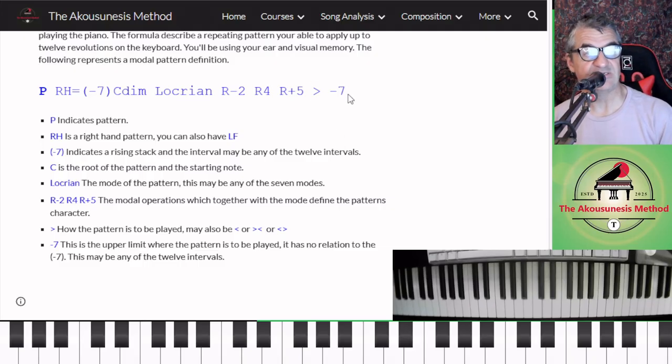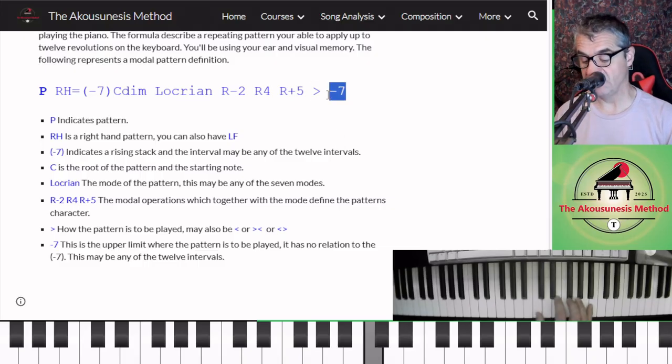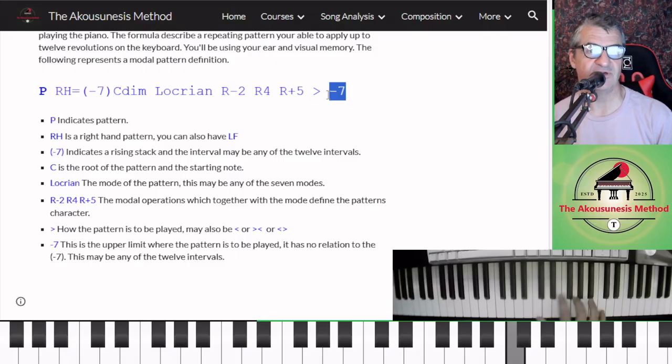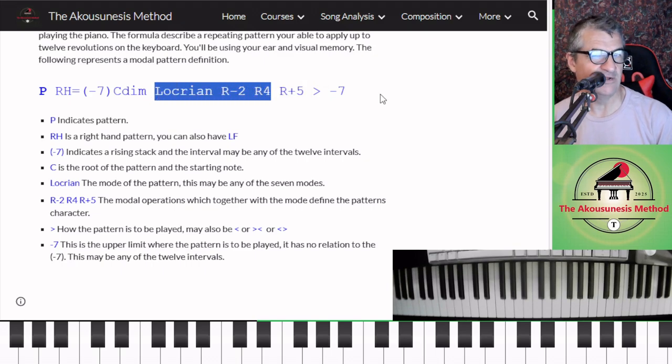This is an upper limit. It means we're only going to the -7. In other words, we're not going to be going to the 1. Now, you can have an upper limit of any of the 12 intervals. If the upper limit was 5, it means I only do this. Now, if I only did that and played to the 5, because this number here was a 5, then you wouldn't need this. You'd just have that. Sort of following? I hope so.